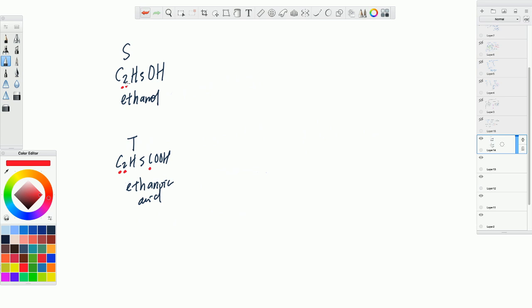Okay, so reflux is how you do esterification. So compound V, you take the 2 combined together. But you start from the T. You start from the acid, C2H5COO. C2H5COO, this one is propanoic acid.